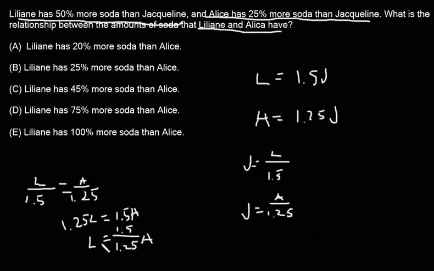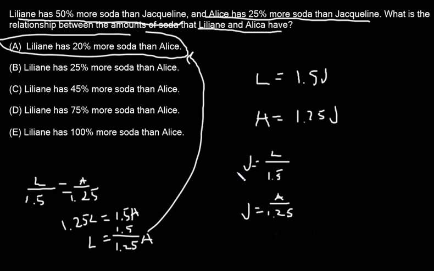So it's saying Leanne has 1.5 over 1.25 times as much soda as Alice. That's what this equation is telling us. And we can just do 1.5 over 1.25. If we do that in our head, we get the answer. There you go. Pretty simple problem, lots of computation. Just make sure you translate the problem into an equation. Every problem has an equation, you just have to find it.